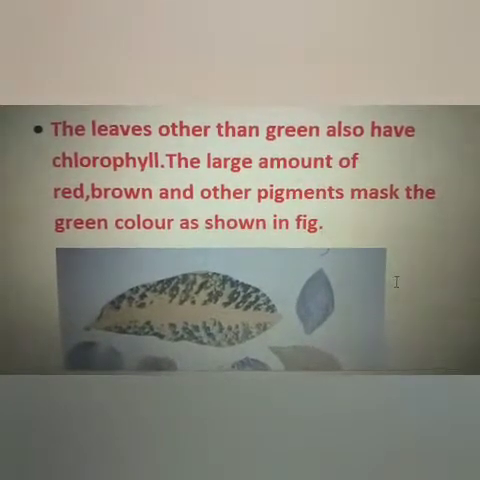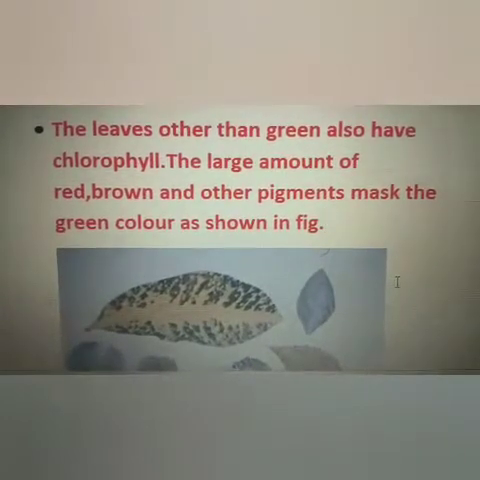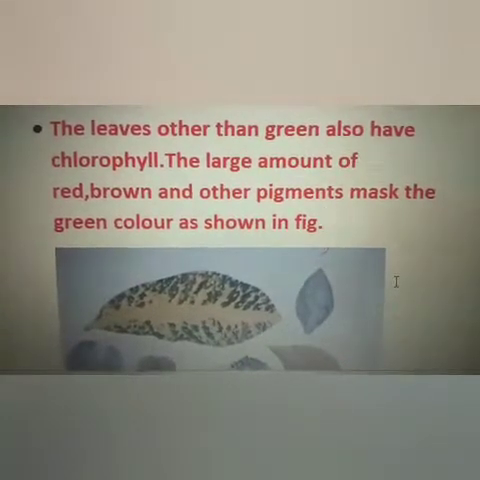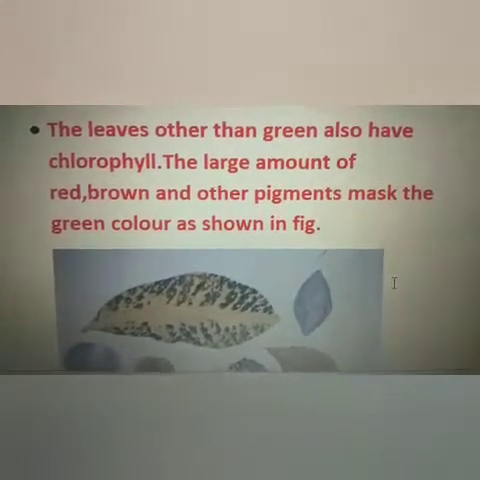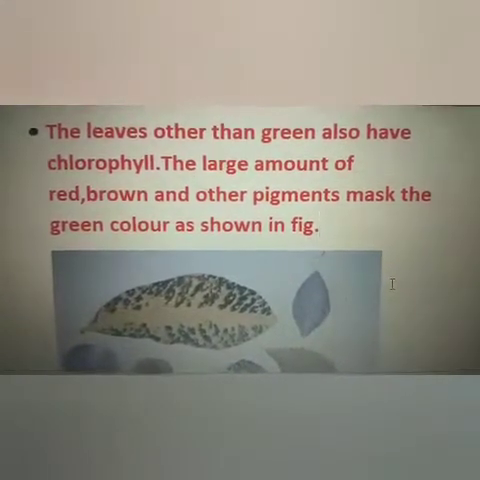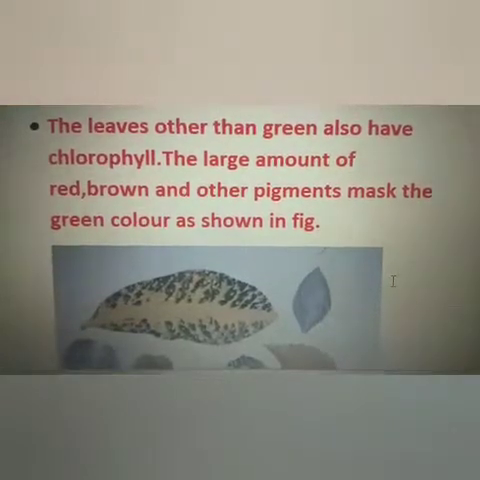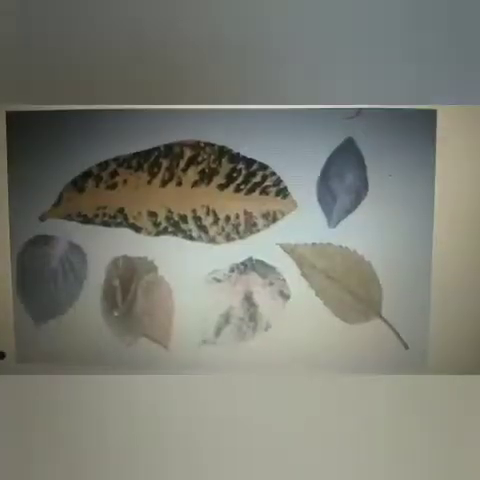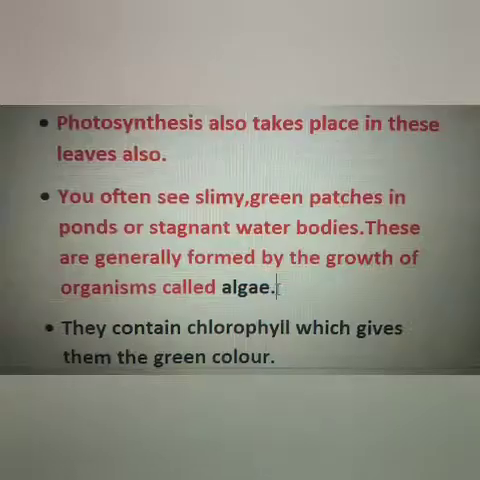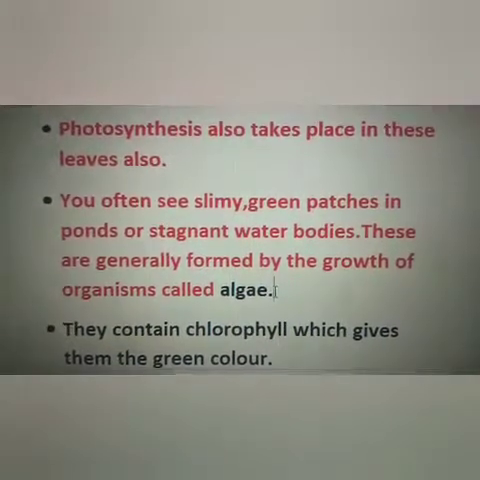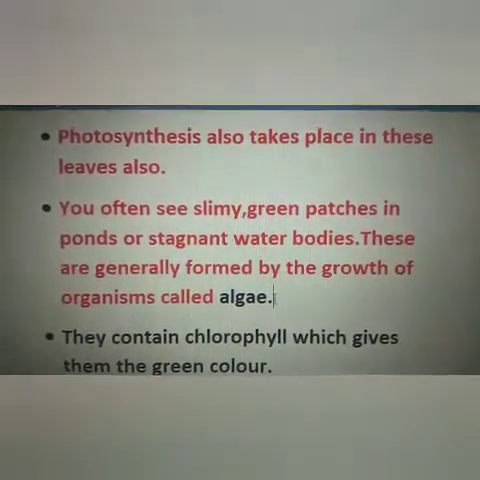So you can clearly see that the leaves other than green also have chlorophyll, and the large amount of red, brown and other pigments mask the green color, as you can see in this figure. Observe the leaves of various colors carefully. Photosynthesis also takes place in these leaves.